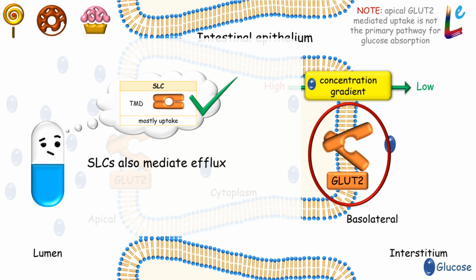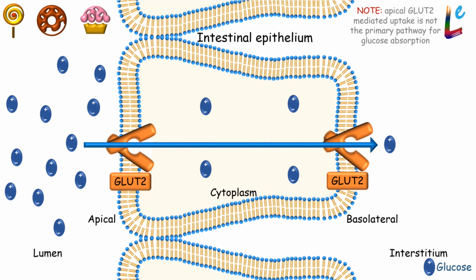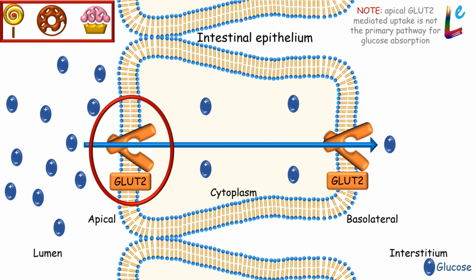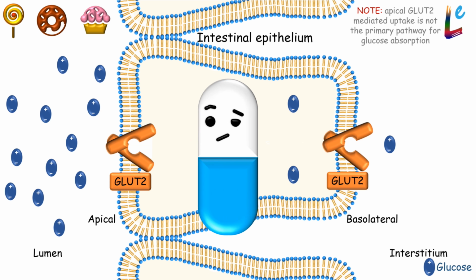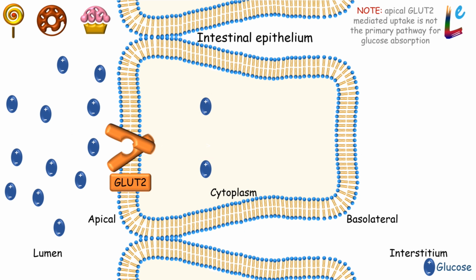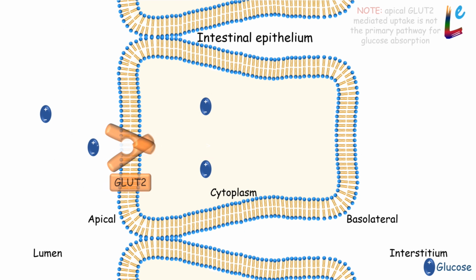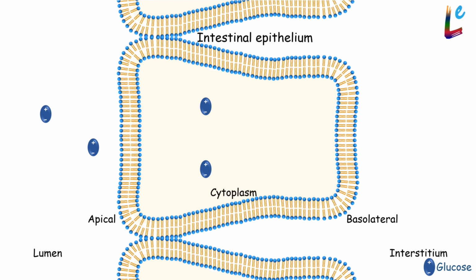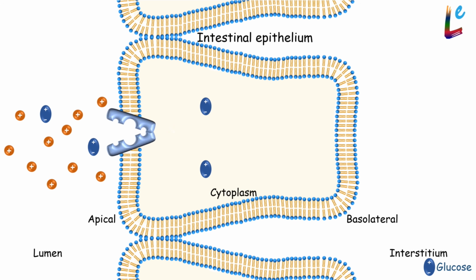GLUT2 is an example. This vectorial transport of glucose is dependent on apical GLUT2 and high glucose concentrations in the lumen. But here is a catch. The expression of GLUT2 on the apical membrane is a matter of debate. Also, when glucose concentration in the lumen is low, GLUT2 is not an effective transporter of glucose. So, how then is glucose absorbed regardless of its luminal concentrations? For this, the concentration gradient of another solute is utilized and glucose is transported along with it.